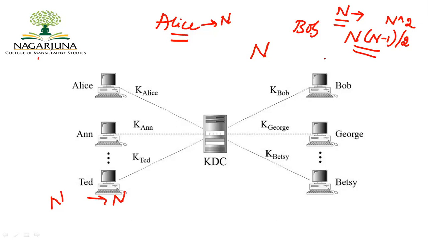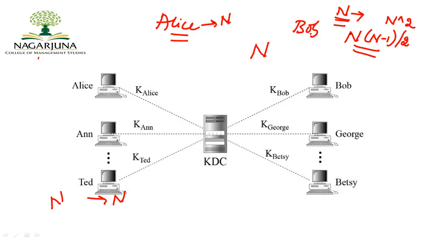So in order to overcome this problem, because here we have n people and n people have to communicate with each other, how many keys do we have to generate? We need n into n minus 1 divided by 2. This many keys are required for establishing communication with each other.